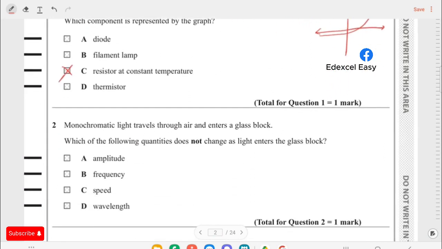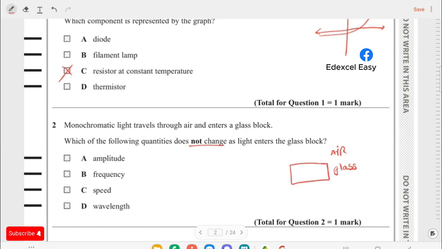Moving to question 2, the monochromatic light travels through air and enters a glass block. Which of the following quantities does not change as light enters the glass block? Even though it is referring to monochromatic, it just asks you about the causes of refraction. In refraction, from air to glass medium, when light enters the glass medium, its speed obviously decreases, its wavelength decreases, and because it moves closer to the normal line, its direction changes. Another thing that happens is that the amplitude gets shorter.